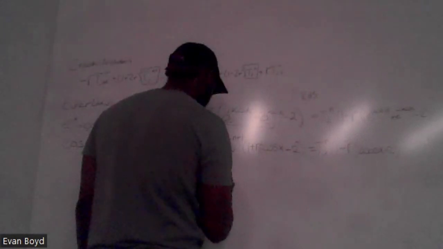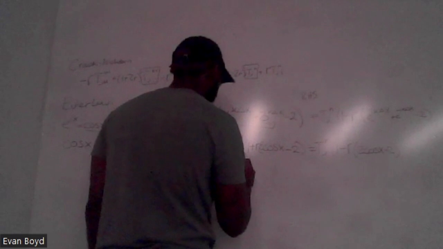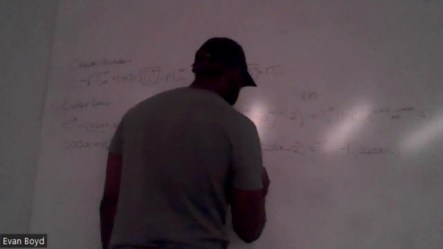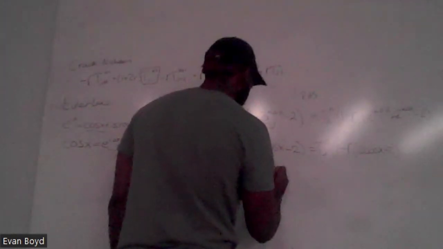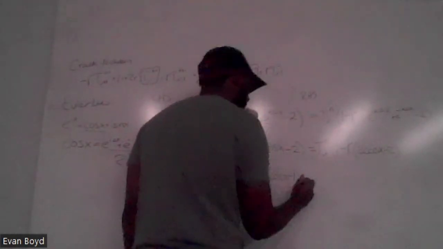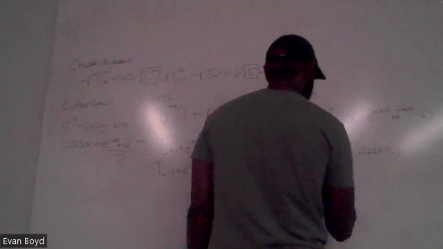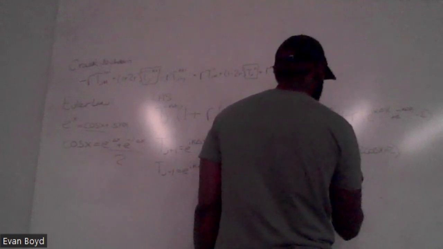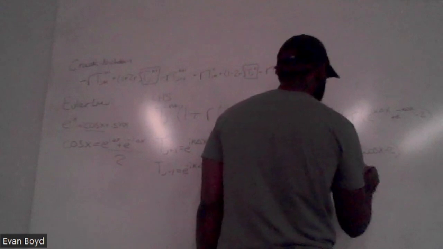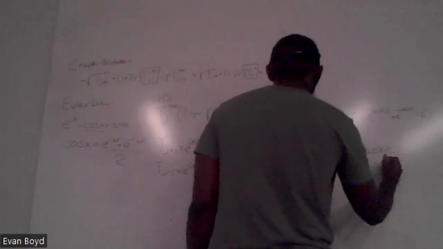From here, we can factor out the 2. And this is where I'm supposed to put the 2R. Okay, so T J of N plus 1, 1 plus 2R of cosine X minus 1 equals T J N of 1 minus 2R cosine X minus 1.